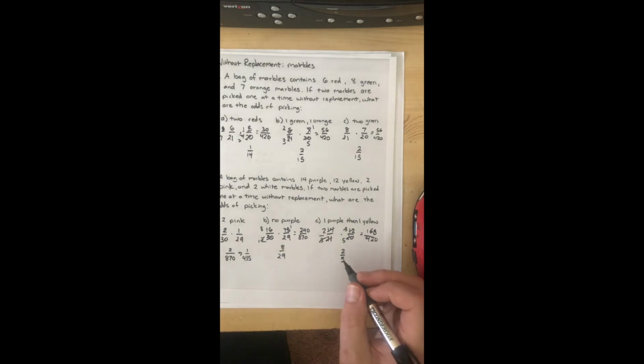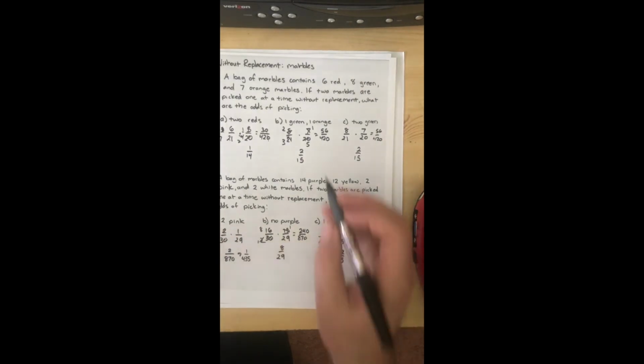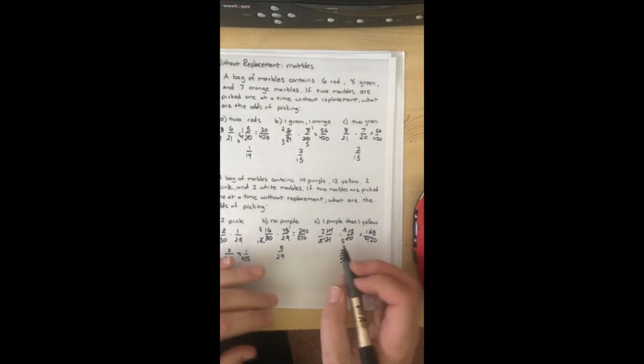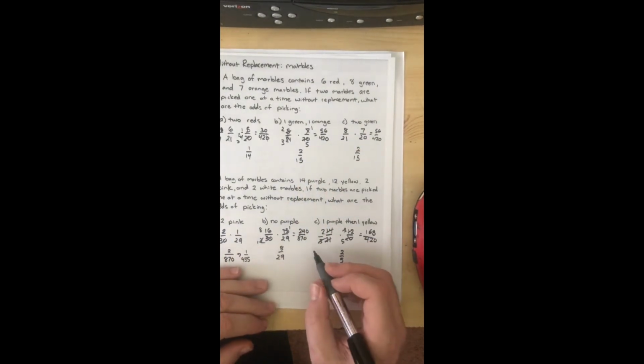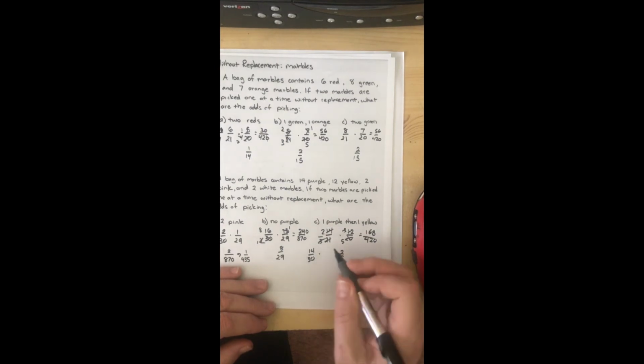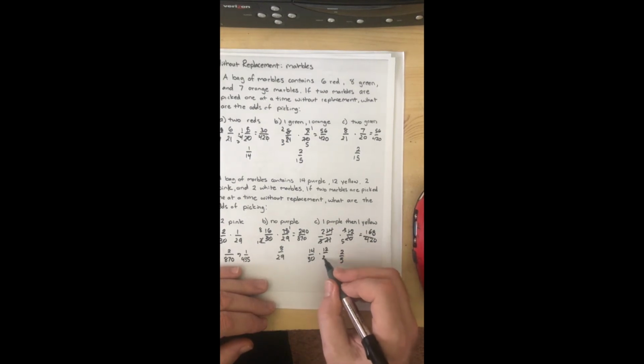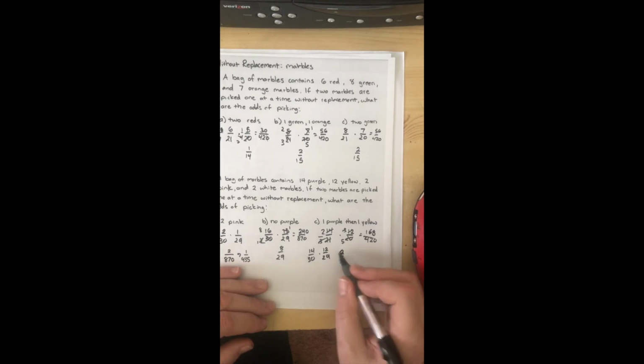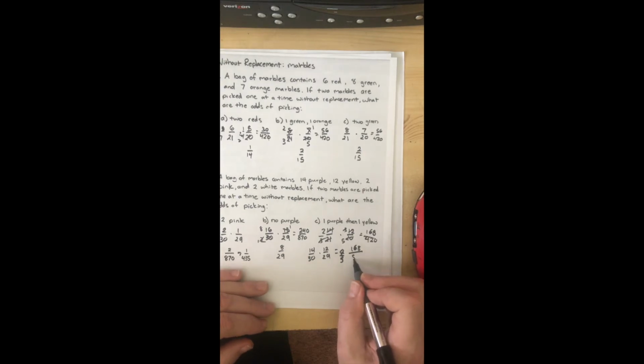Actually, I just realized that I just made a major mistake. I pulled the 21 total from the top. Let's redo this problem. Let's do 14 out of 30 times 12 out of 29. Doesn't that sound a lot better? You're probably going, what were you doing, buddy? It's still 168 on top. It's just my denominator is really going to be 870.